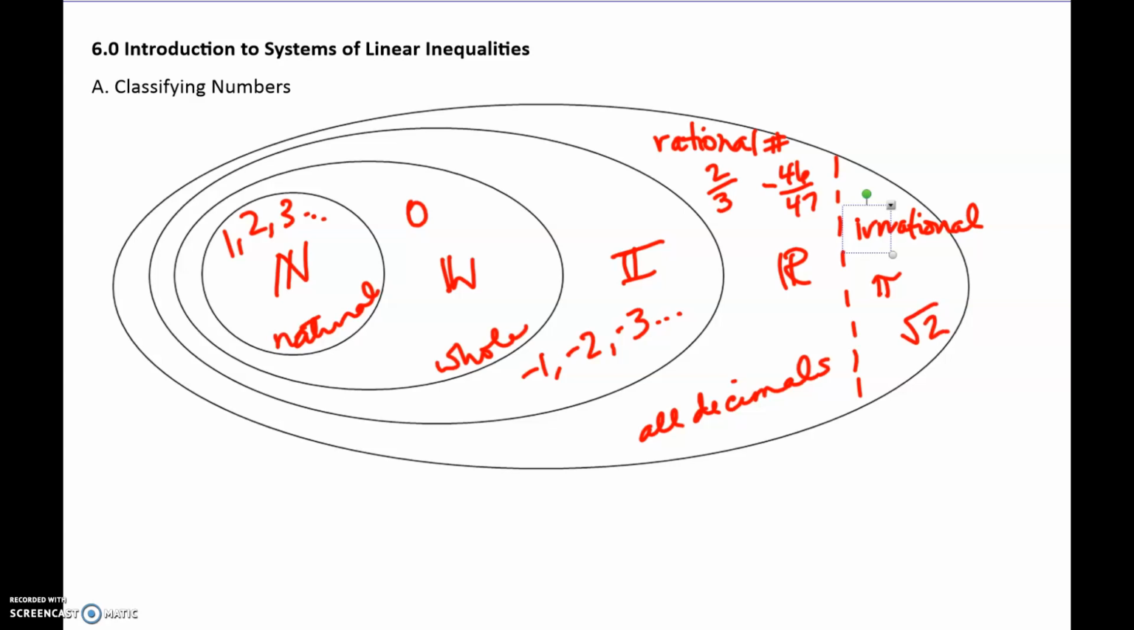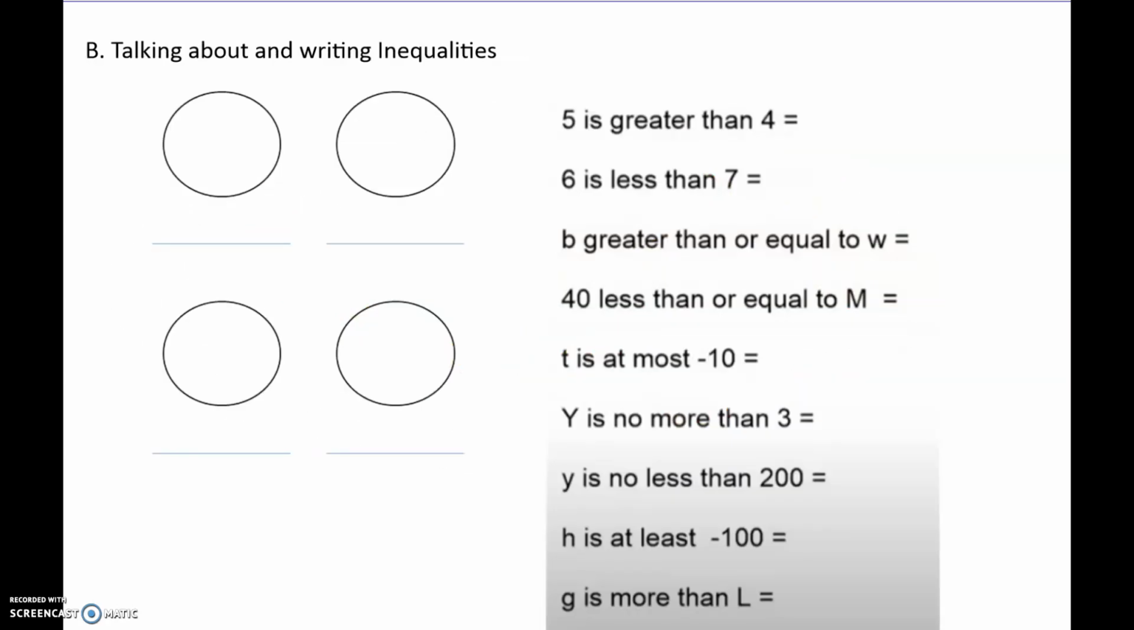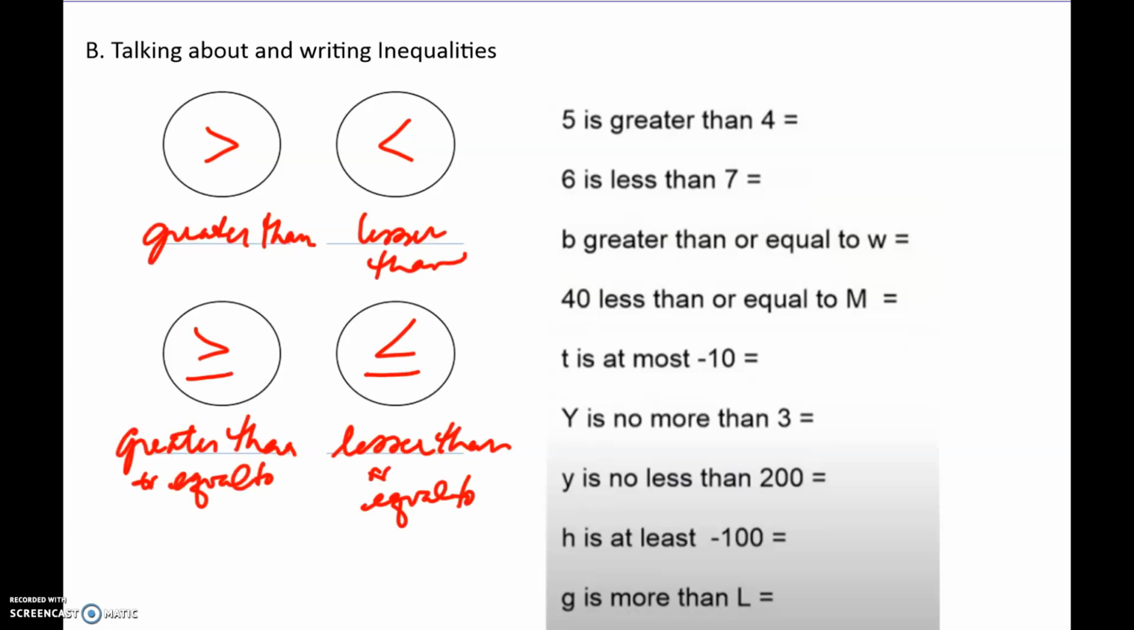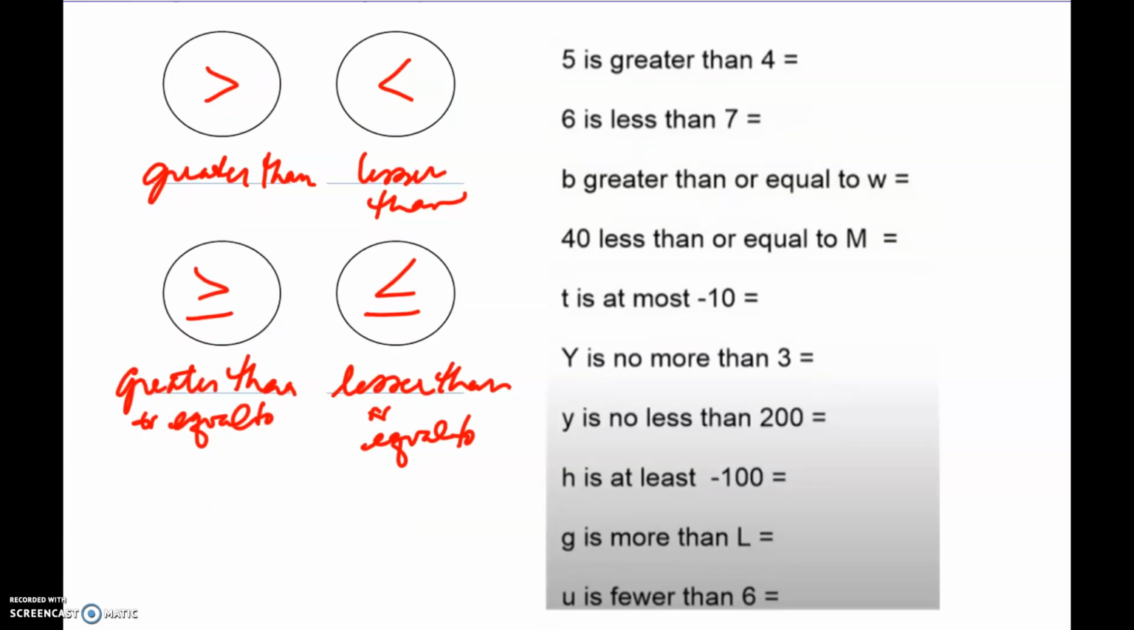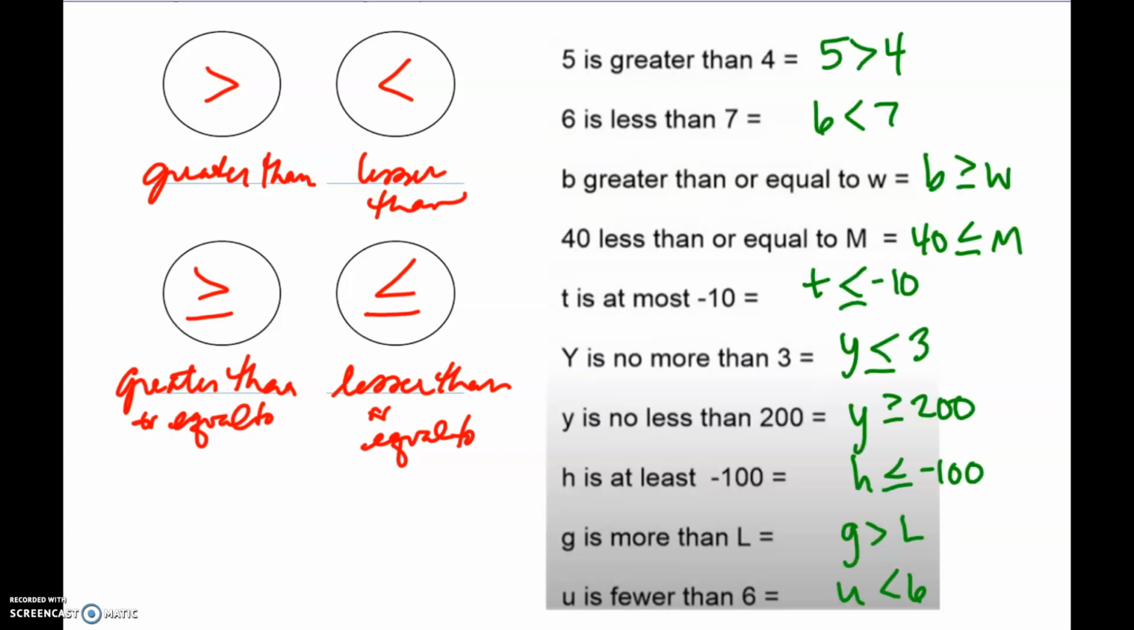Okay? Next thing to remember is inequality signs. We've got greater than, lesser than, greater than or equal to, and lesser than or equal to. I'd like you to write these inequalities in the list on the right here. Pause it, and when you press play again, the answers will be revealed. You can pause this again and check your answers over.